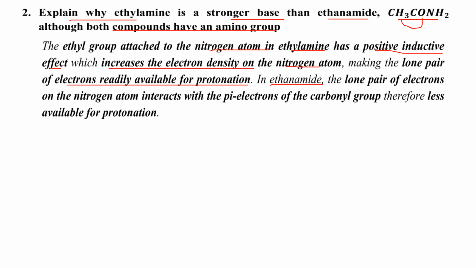However, in ethanamide, the lone pair of electrons on the nitrogen atom is going to interact with the pi electrons present in the carbonyl group. By carbonyl group, I mean this group that shows the presence of a carbonyl compound. So the lone pairs of electrons on the nitrogen atom interact with the pi electrons of the carbonyl group, therefore making the lone pairs of electrons present on the nitrogen atom less available for protonation. And this is given around 3.5 marks or 4 marks for explanation.